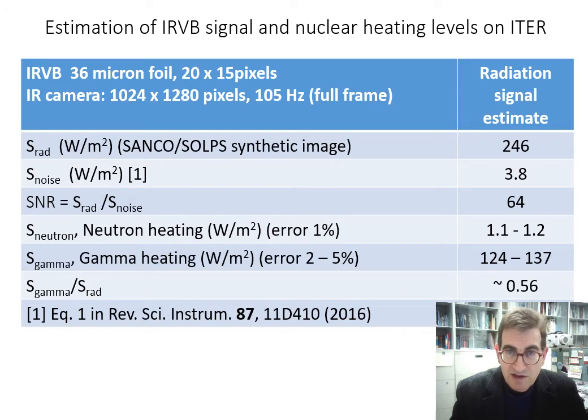Then, looking at the results, we have a radiated power density on the foil of 246 watts per square meter, and the noise level calculated from our noise equivalent power equation is around 4 watts per square meter. Then the signal to noise ratio is around 64, which is reasonable.